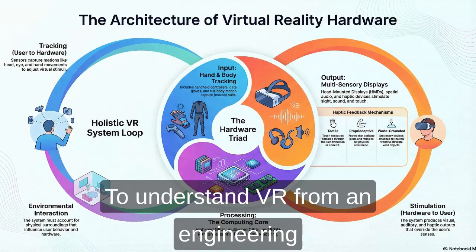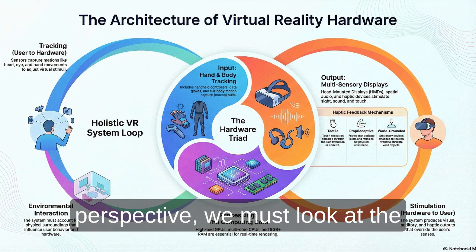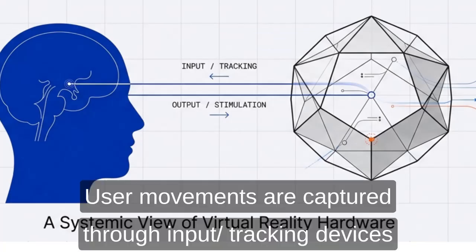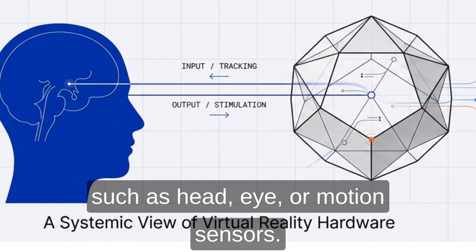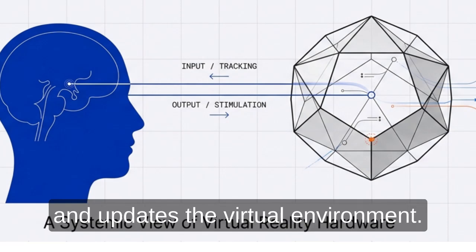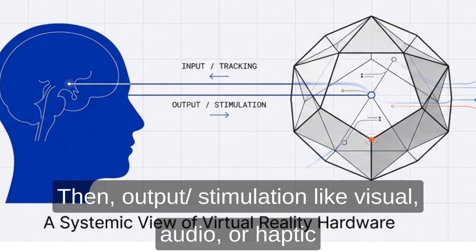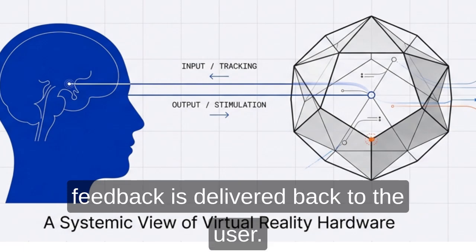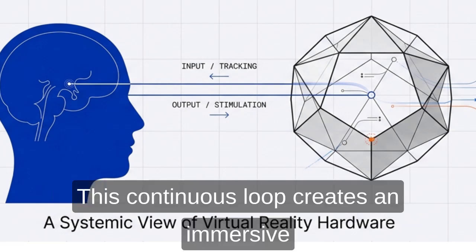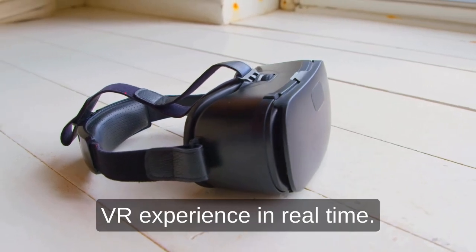To understand VR from an engineering perspective, we must look at the hardware systems that make immersion possible. User movements are captured through input tracking devices such as head, eye, or motion sensors. The system processes this data and updates the virtual environment. Then, output/stimulation like visual, audio, or haptic feedback is delivered back to the user. This continuous loop creates an immersive VR experience in real time.